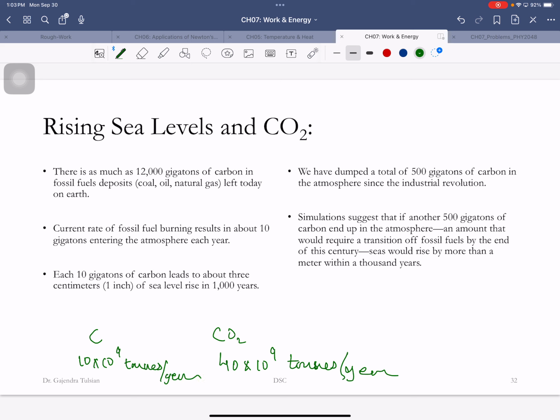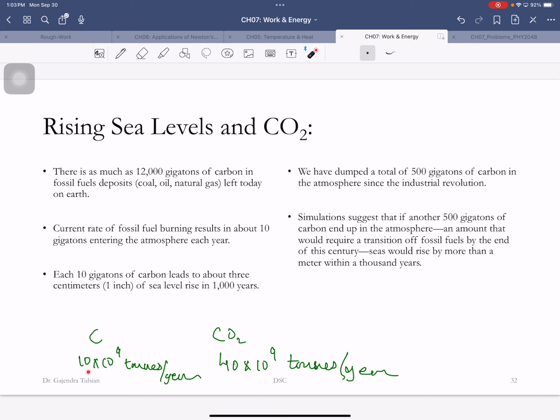You can say it one of two ways. How much CO2 are you dumping? But it's also said as 10 billion tons of carbon being dumped into the atmosphere each year. So since the Industrial Revolution, we have dumped 500 gigatons of carbon in the atmosphere.